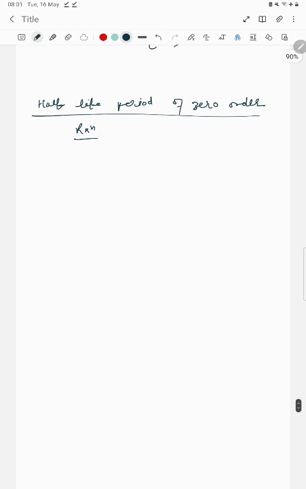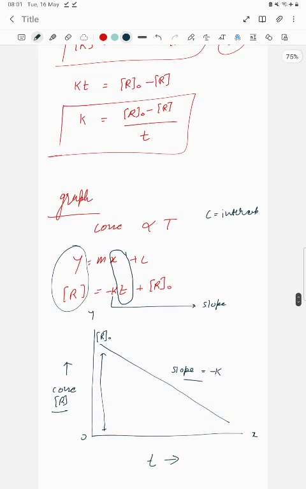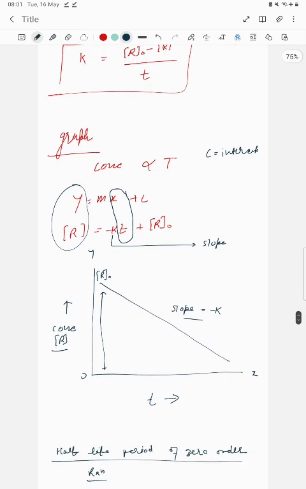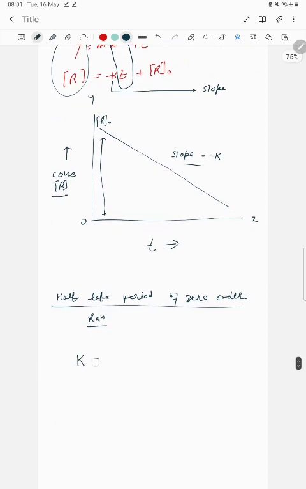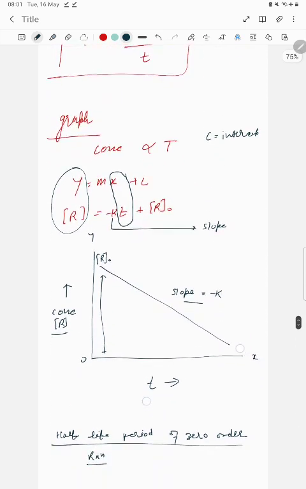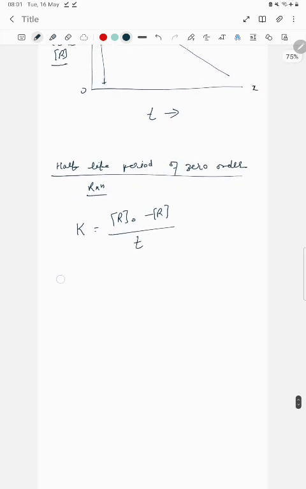Students, here we got the equation: k is equal to R naught minus R upon t. So at half time, we have considered t1 by 2. So R is equal to what, students? R naught by 2.